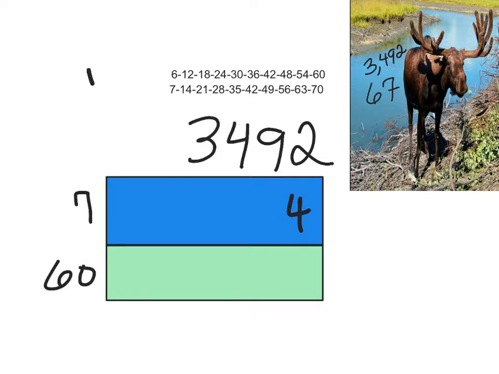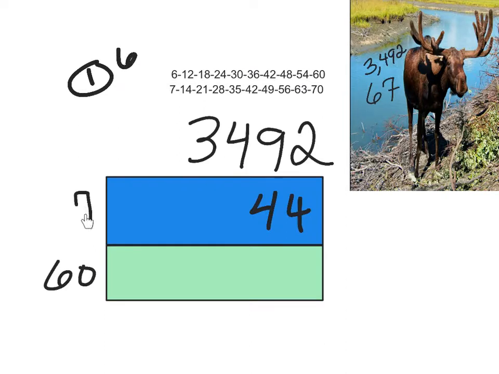Next, I'm going to take this 7 times 9, and I'm going to come up here and go 1, 2, 3, 4, 5, 6, 7, 8, and 9. Gives me 63. But I have to add this 1 here, so that's going to give me 64. Drop your 4 there and carry your 6 right up here.